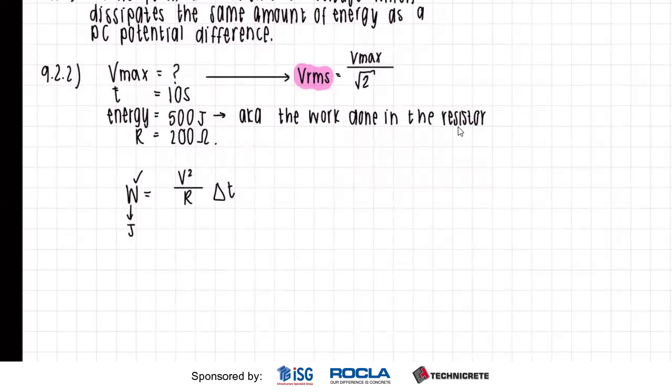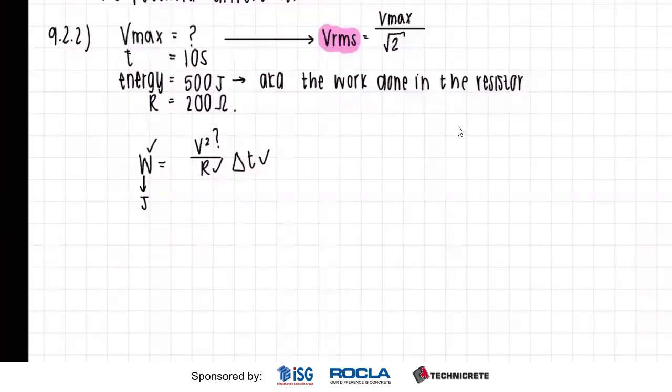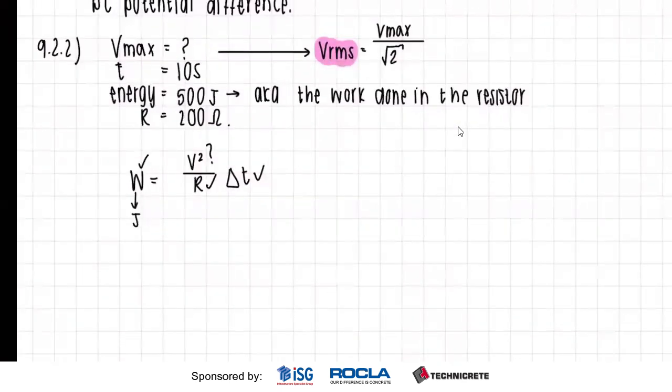Okay, so we have this voltage. Oh, no, sorry, we don't have this voltage. We're looking for this voltage. That's what we're looking for. We've been given the resistance and we've been given the time. So now all there is left to do is to substitute everything into the formula.